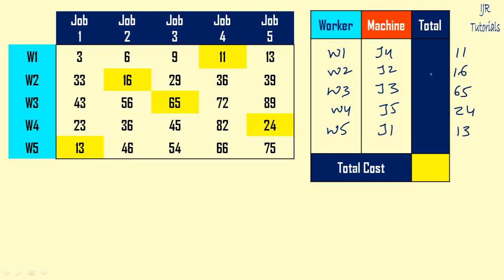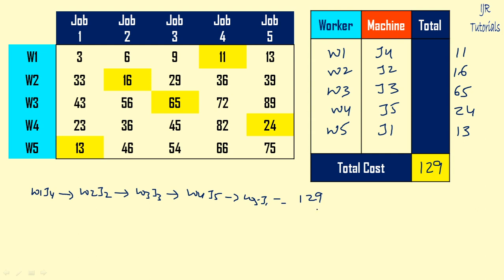Sorry, I didn't delete this color. Sorry for that, but don't worry about it. So just add the numbers and we get 129. That means we reach the optimal solution. This is the best combination: W1, J4, W2, J2, W3, J3, W4, J5, and W5, J1. So the total is equal to 129 hours or minutes.